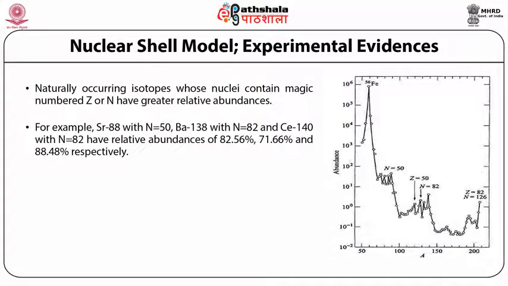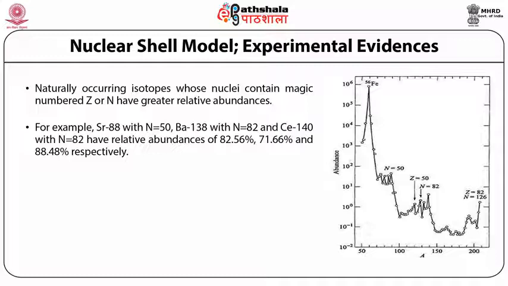It means that naturally occurring isotopes whose nuclei contain magic number Z or N have greater relative abundances. So the nuclei in which Z or N or both are magic are more abundant in nature. It means they are more stable in nature.